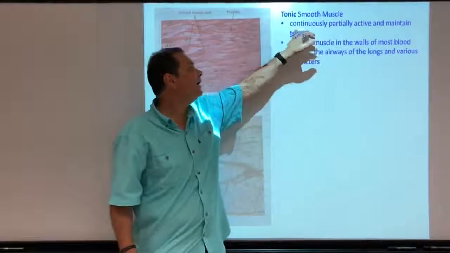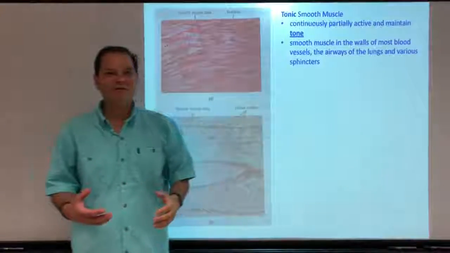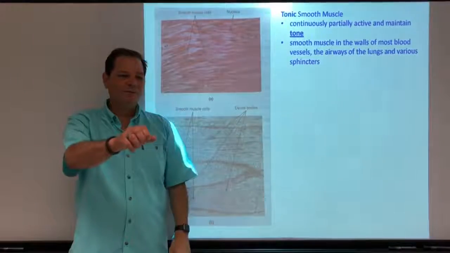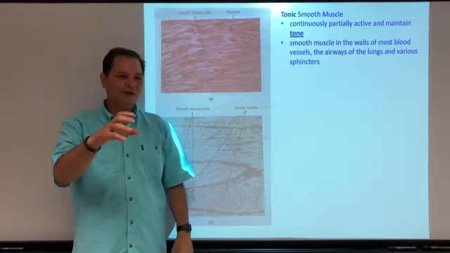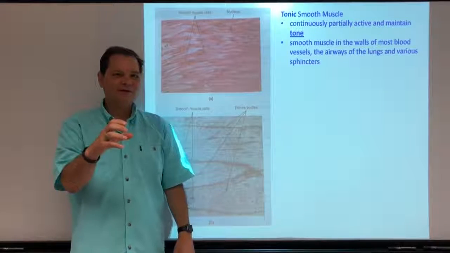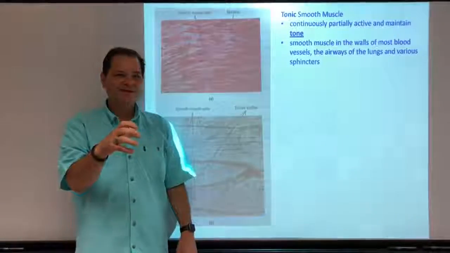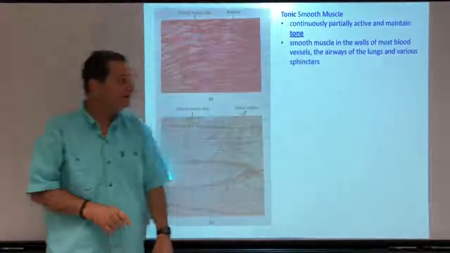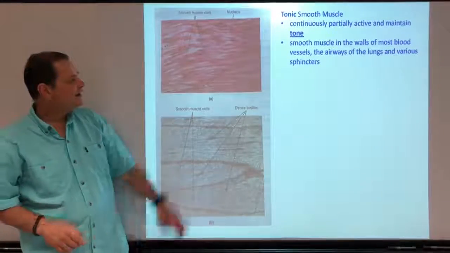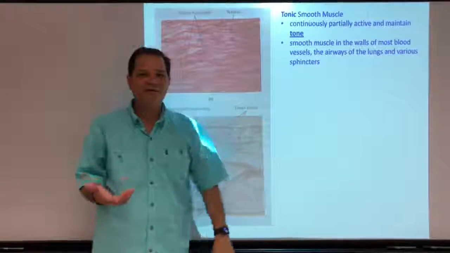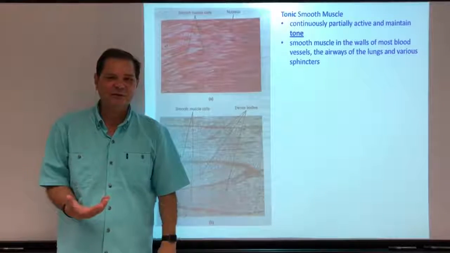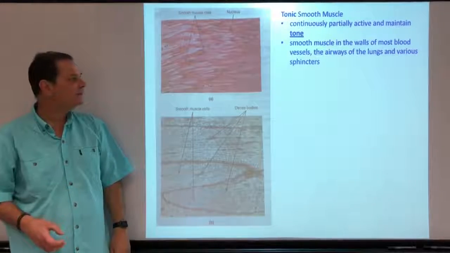That would be tonic smooth muscle, always has some tone, and you're either turning up the volume and increasing the contraction, or you're turning down the volume and decreasing the contraction, but there's always some contraction there. It's never completely relaxed, okay? The smooth muscle walls of most blood vessels, the airways of the lungs, various sphincters are like this. They've always got some tone, some contraction in them, all right?